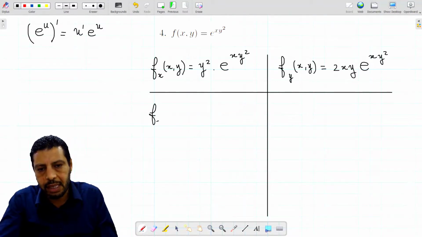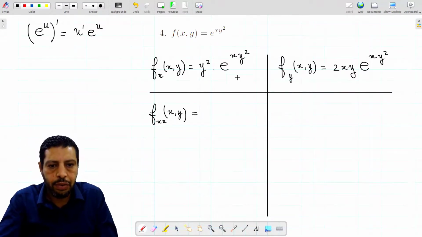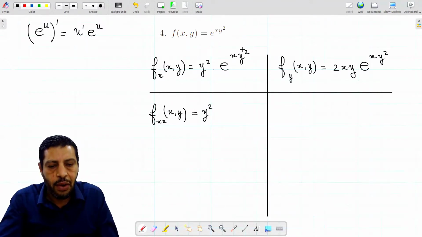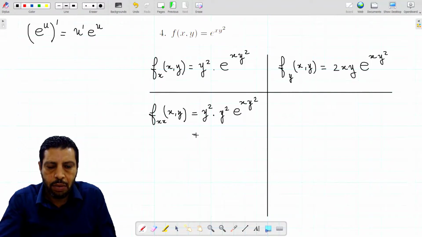Let's start with fxx. Again, from an x point of view, this function is not a product of two functions of x, but it's a constant multiplied by a function of x. So let's write the constant first. And the question now, what is the derivative of exponential xy squared with respect to x? We already did it in the first partial derivative. It gives y squared exponential xy squared. So the result is y to the power of 4 exponential xy squared.